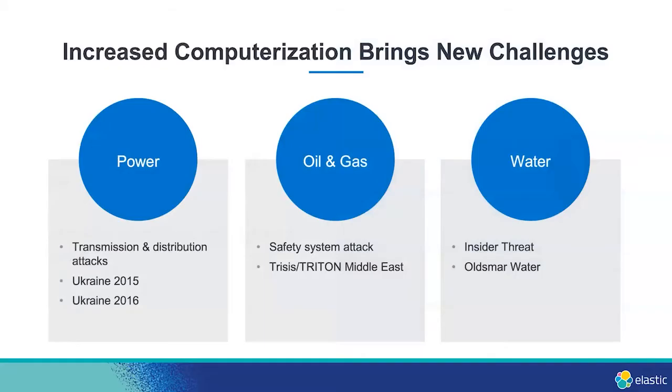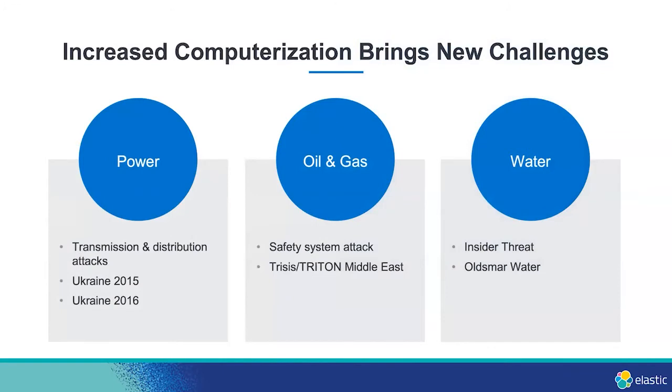COVID has also forced a lot more of those distance boundaries. It's forced companies to think, hey, how am I going to run this operation and make sure that all of my operators aren't getting sick and that I can make sure this process continues, because we need power, we need gas, we need water. So computerization has given us a lot of efficiency, but it's also started to introduce a lot of challenges.